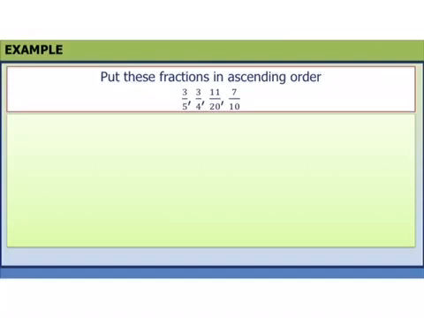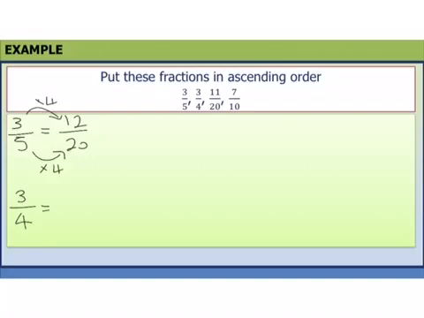So we're going to use equivalent fractions to get these fractions all as the same denominator, and we're looking for a common multiple of 5, 4, 20 and 10. And that means I'm going to make them all a denominator of 20. So I've got 3/5 and I'm making it over 20. That means I've times it by 4. So do the same to the numerator, I get 12 over 20.